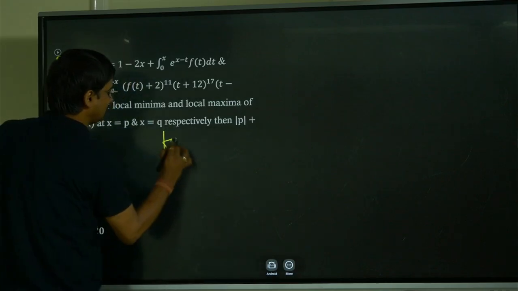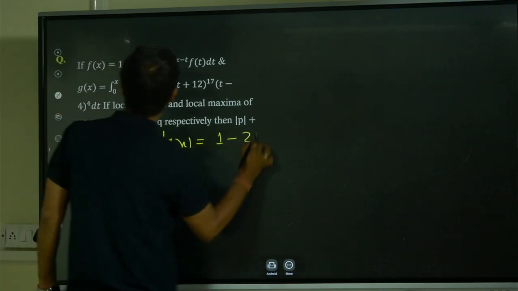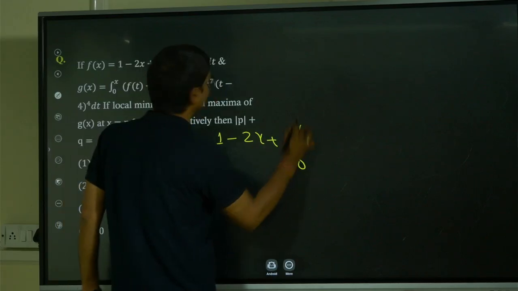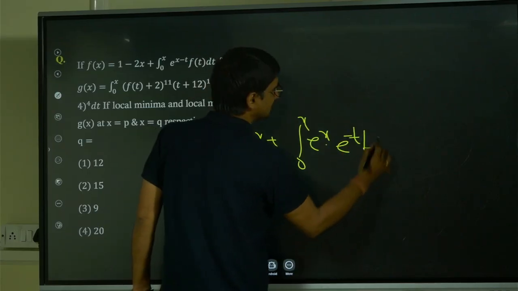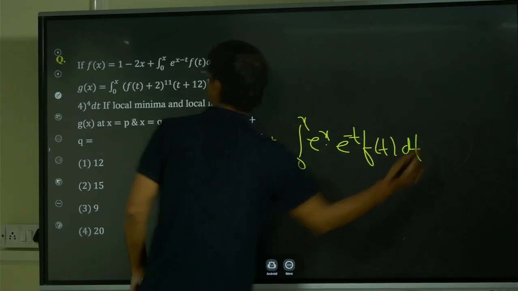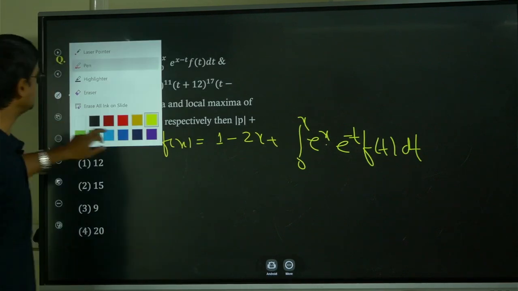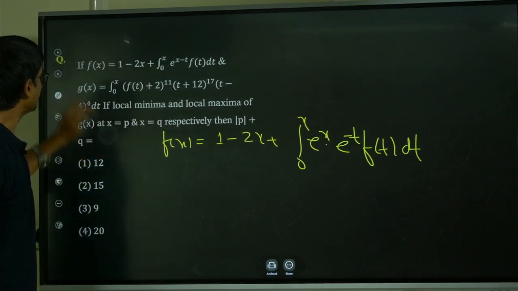So here f of x is given to be 1 minus 2x plus the integral from 0 to x of e raised to the power x into e raised to the power minus t f of t dt, and then we are given g of x, which is something something.